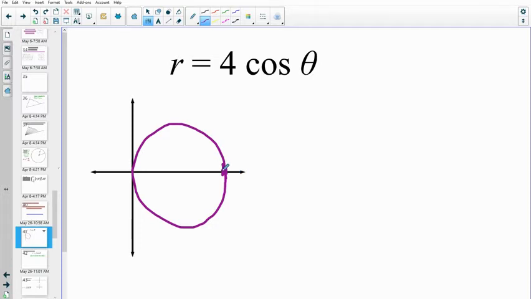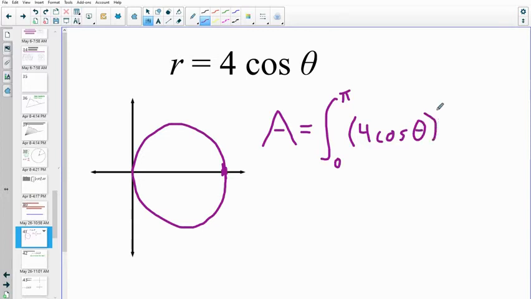Now, what this means for us is that we go through one full rotation, one formation of this circle between theta equals 0 and theta equals pi. So when I set up my area formula, I'm going to have the integral from 0 to pi. And then my formula is r squared, so 4 times cosine of theta squared over 2. And if I want to put the 1/2 on the outside of the integral, that works also.